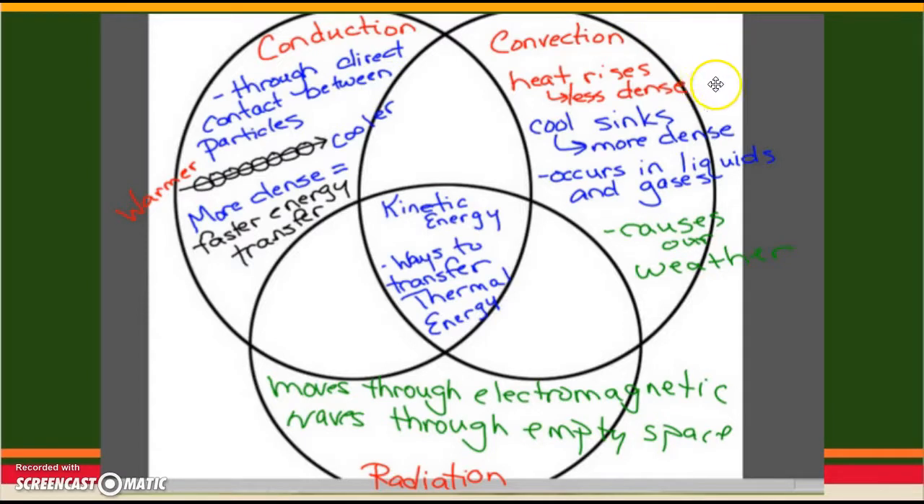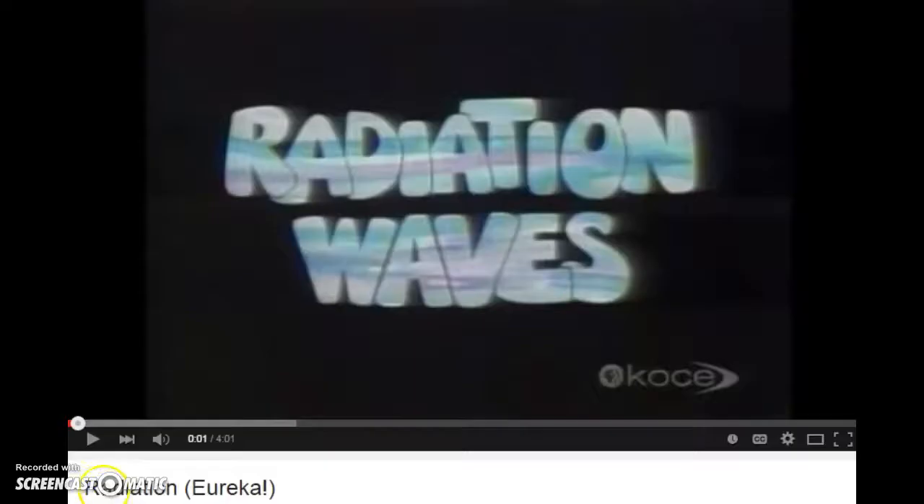Convection, heat rises because it's less dense. Cool air or cool liquid, so cool fluids are more dense, so they sink. Again, it's fluids, so liquids and gases, and it causes our weather. And radiation moves through electromagnetic waves through empty space. It can, of course, move different places on Earth, like when you have a fire. But the number one example for radiation is the sun. And so now let's go ahead and look at the Eureka video of radiation.